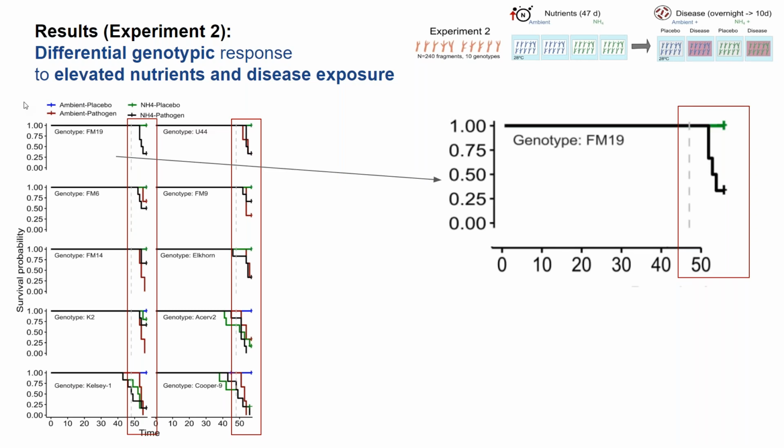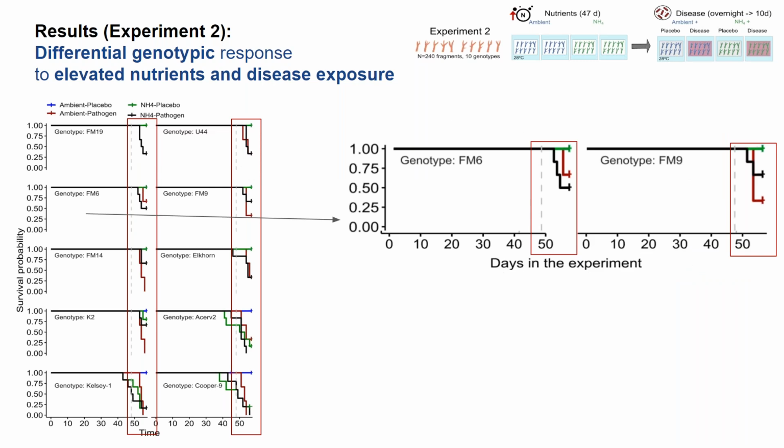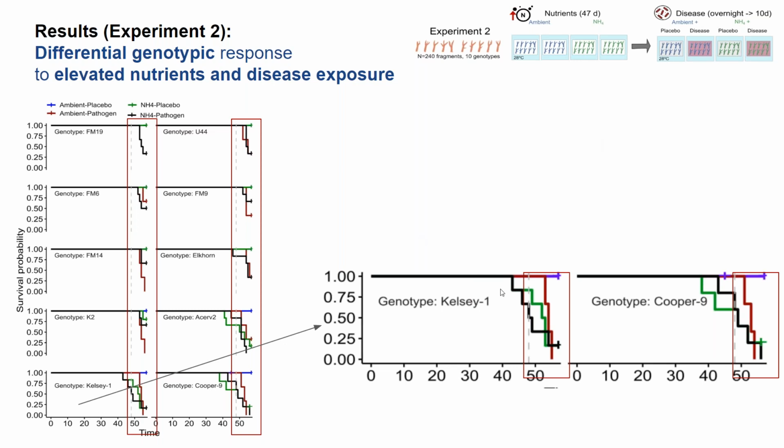Again, we saw a huge variation in the response of these different genotypes to stressors. We have one genotype that only showed mortality when it was exposed to both elevated nutrients and the pathogen, but did not show mortality when it was exposed to the pathogen alone or elevated nutrients alone. We also have some genotypes that experienced mortality when they were exposed to the pathogen, regardless of the nutrient treatment. We have more susceptible genotypes that started experiencing mortality when they were exposed to elevated nutrients alone. So even before they were exposed to the homogenates, some of these corals started dying in the elevated nutrient treatments.